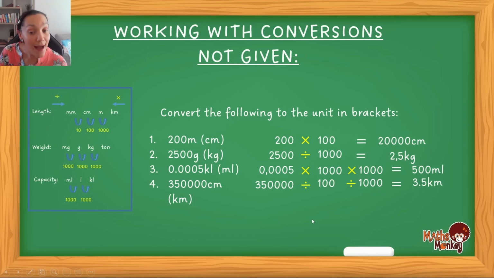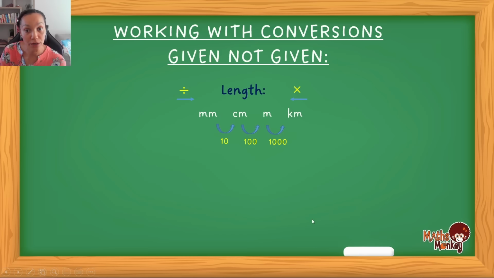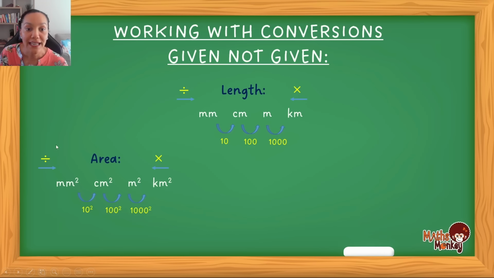Okay, now we are going to look at a situation where, in length, we have millimeters, centimeters, meters, kilometers, but in area questions and in volume questions, they also ask you to do units squared. Okay, so I want to show you how this works. If we're looking at area, I want you to apply the exact same formula. The only difference is if we're going from meters squared to centimeters squared, you will then divide by 10 to the power of 2.